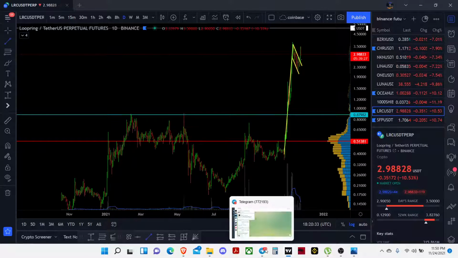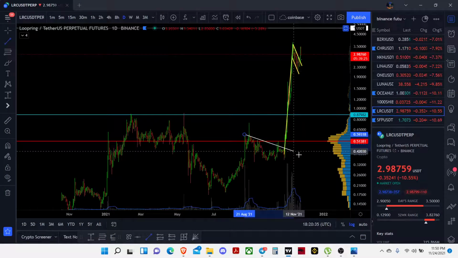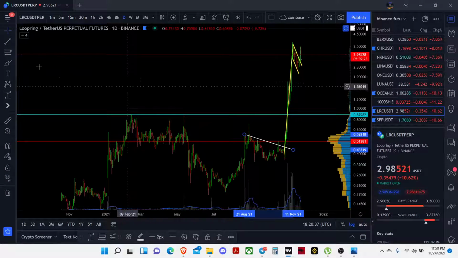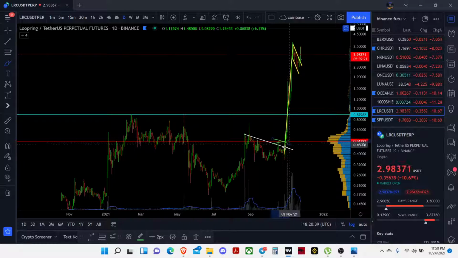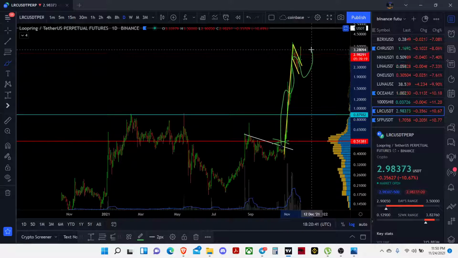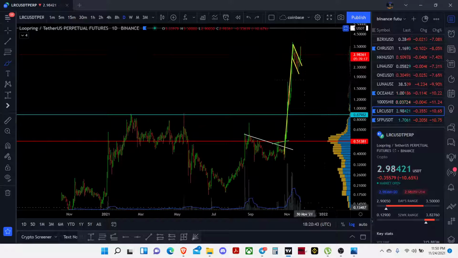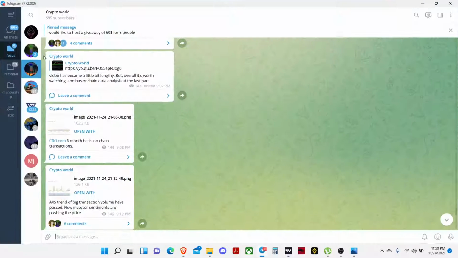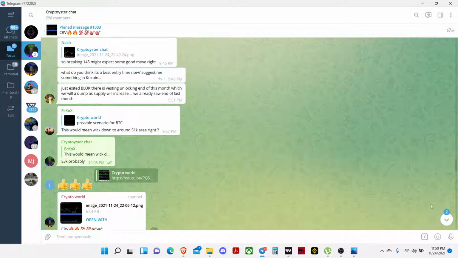So guys, I posted this very early over this cup and handle pattern. I made an entry at the breakout, and we got around a 10x, man. It's a huge move that happened on that LRC.